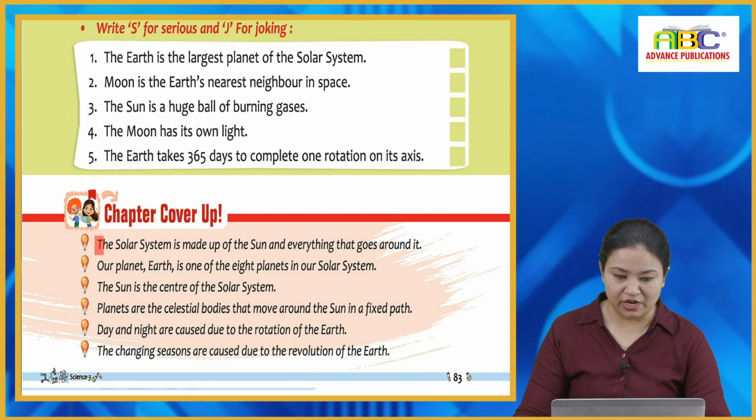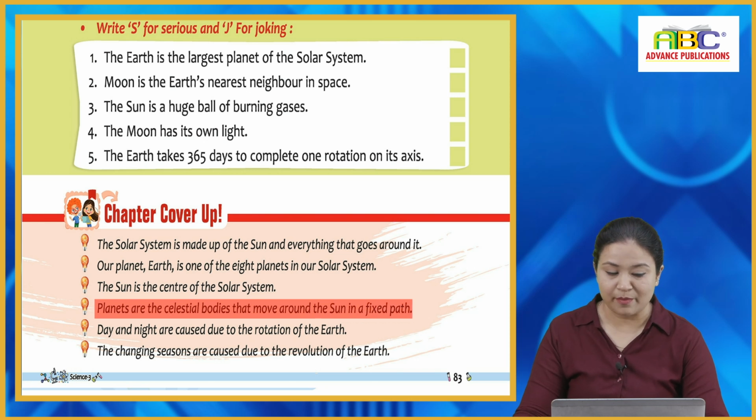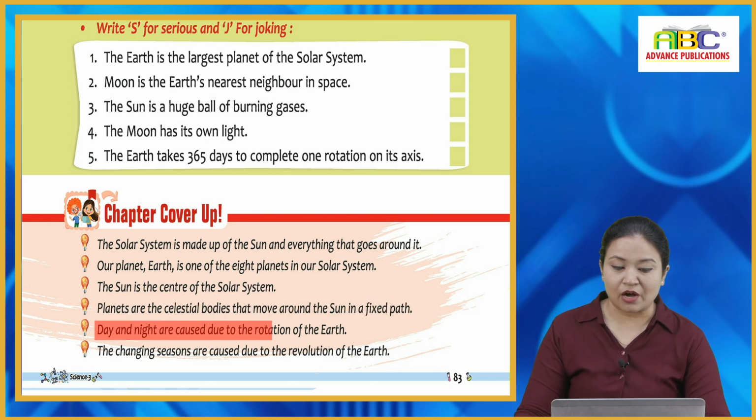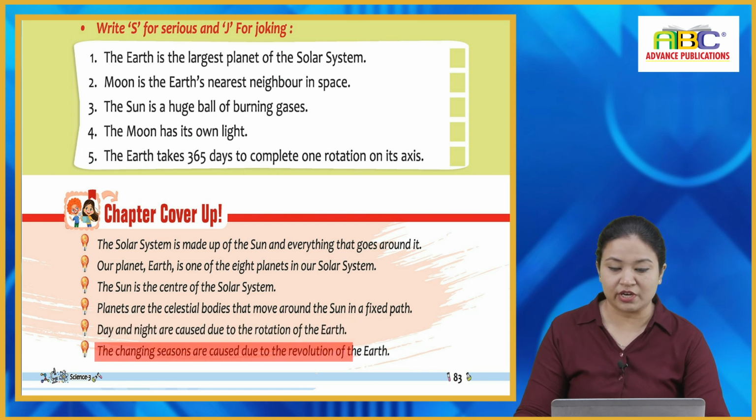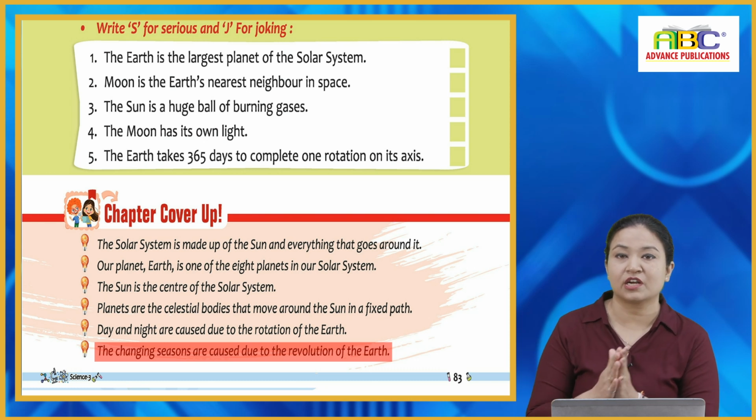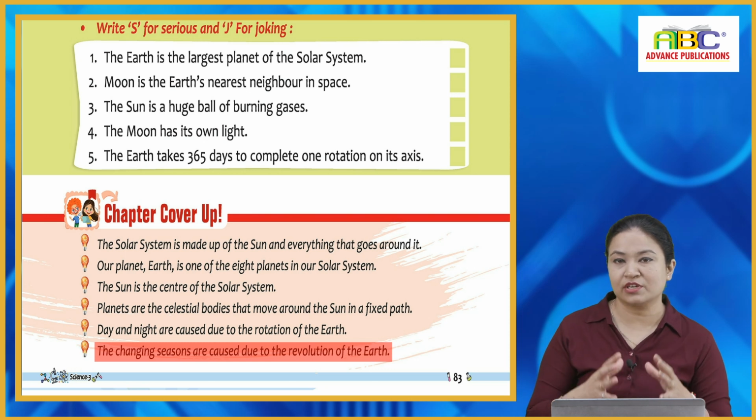Now chapter cover up. The solar system is made up of the sun and everything that goes around it. Our planet Earth is one of the 8 planets in our solar system. The sun is the center of the solar system. Planets are the celestial bodies that move around the sun in a fixed path. Day and nights are caused due to the rotation of the earth. The changing seasons are caused due to the revolution of the earth. So children, in this chapter we have learned about the solar system, the sun, earth and other planets, also about the artificial satellite and natural satellites.